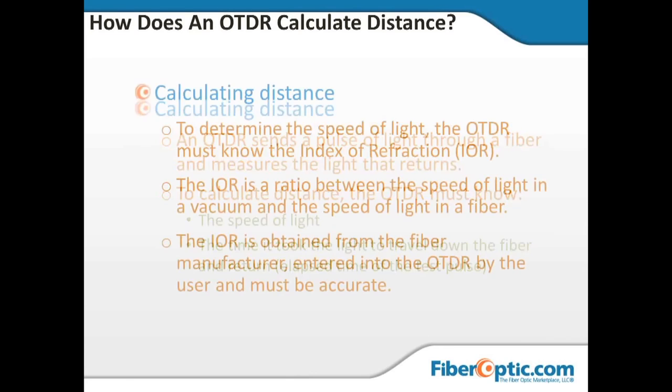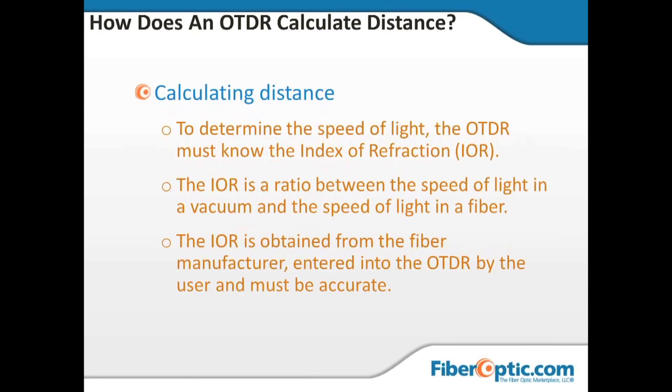So we use something called the index of refraction. And the index of refraction is a formula. It's a very simple formula, C over N, C being the speed of light and N being the speed of light in the medium. And by comparing the two and using that ratio, we come up with a number like 1.46, 1.48, that is the speed of light in the medium, and the OTDR takes that information along with the time out and back and calculates the distance.